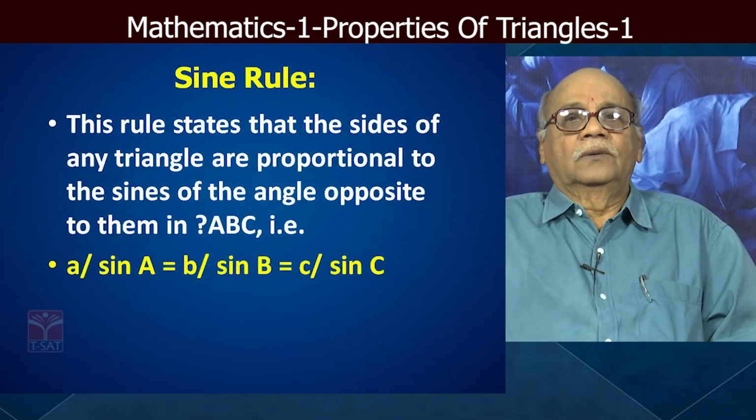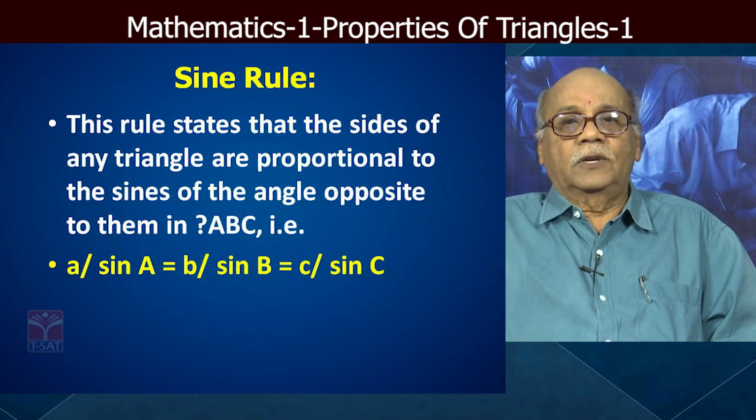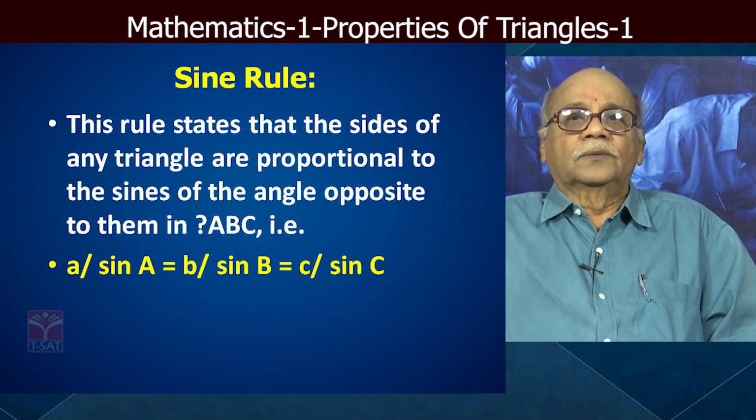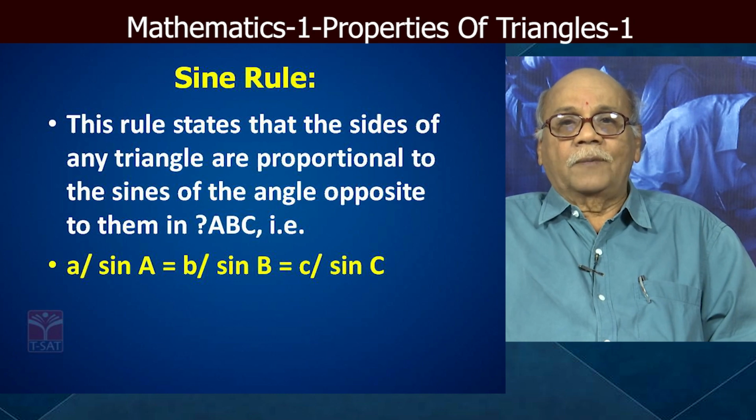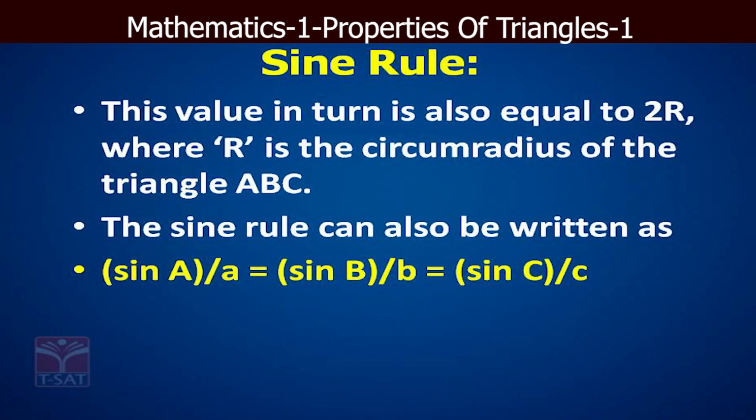Namely, the first formula is the sine rule, which is: in any triangle ABC with sides small a, small b, small c, and angles capital A, capital B, capital C, the sine rule states that a by sin A is equal to b by sin B is equal to c by sin C. Each is equal to the circumdiameter, namely 2R, and capital R always represents the circumradius of the circle of the triangle.